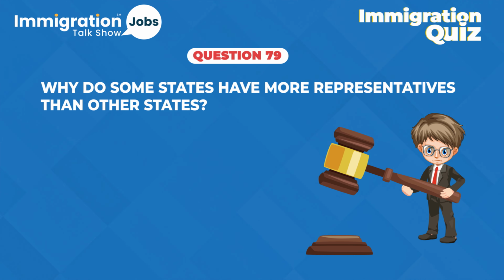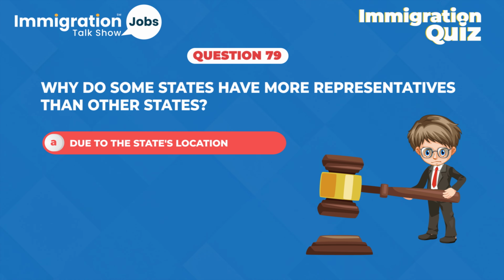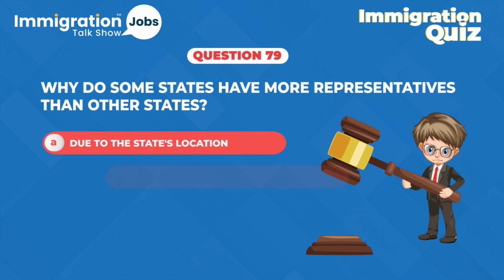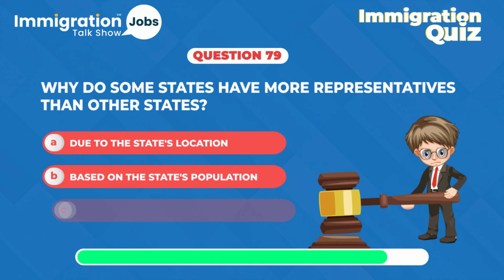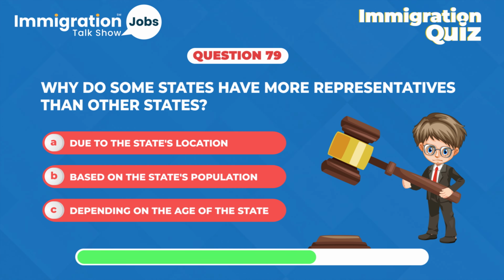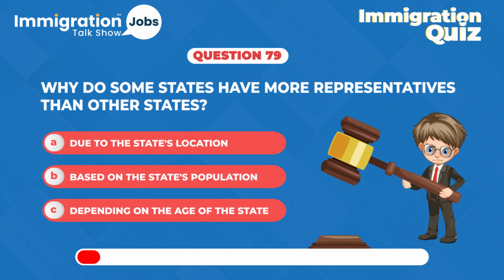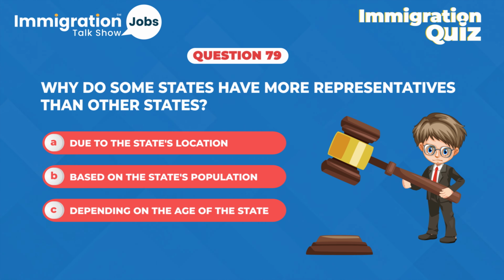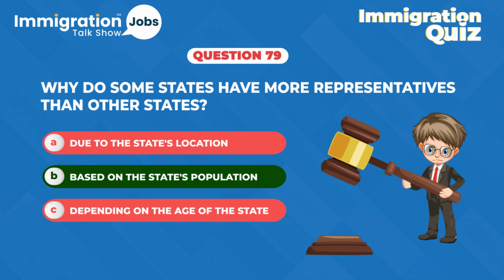Why do some states have more representatives than other states? Option A, due to the state's location. Option B, based on the state's population. Or option C, depending on the age of the state. And the correct answer is option B, based on the state's population.